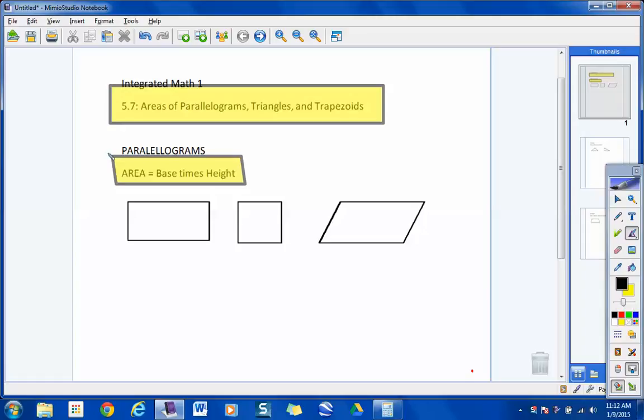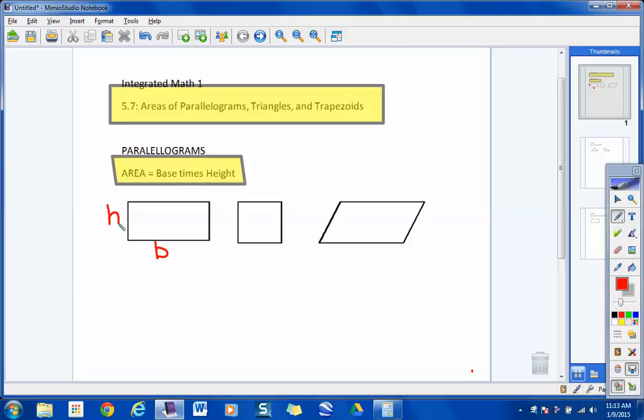Now, these three shapes up here are examples of parallelograms. A rectangle is considered to be a parallelogram. A square is a parallelogram. What would I call this thing? A parallelogram, right? When I talk in terms of base and height, what angle is assumed between a base and a height? 90 degrees. Always 90 degrees. So in this example, this is my base, which I'll call B, and this is my height, which we'll call H.